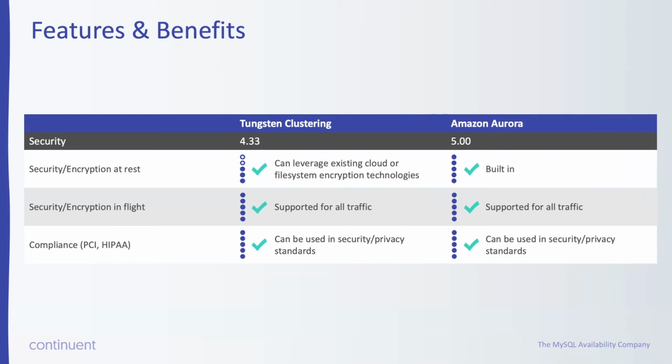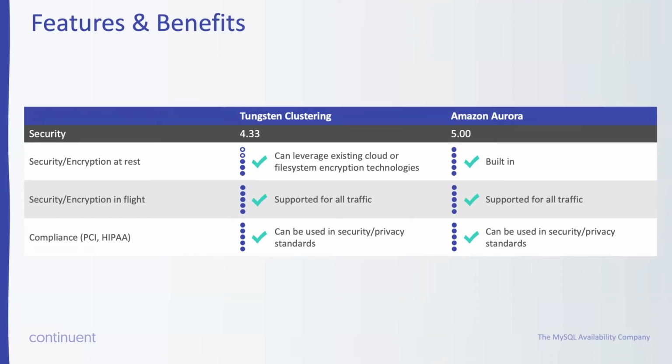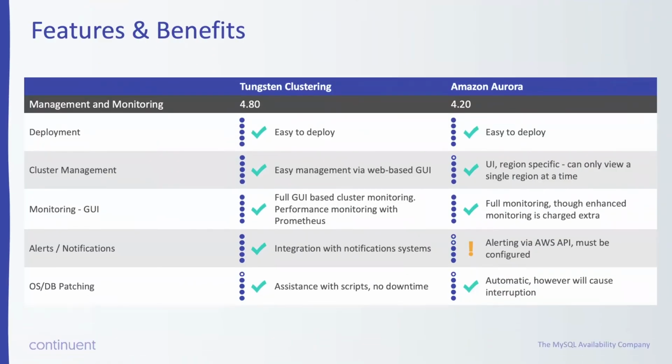And how about compliance standards? So if we want to use this with a PCI or HIPAA or some other compliance, and we're running an audit, do these systems work for that? And yes, for security standards, privacy, both systems handle this just fine. Looking at the management monitoring layer, how easy are these to deploy? Tungsten Clustering, easy to deploy. Amazon Aurora, also easy to deploy.